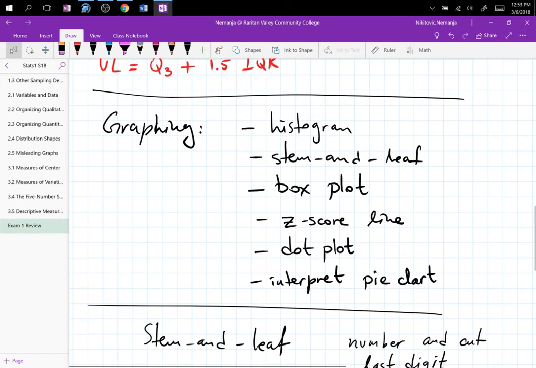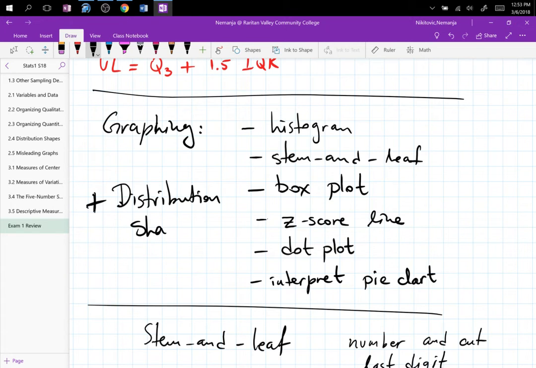Ooh, you know what I forgot here? Distribution shapes. Wow. That's a big one. Yes. Symmetric, bimodal, skewed left, skewed right, bell shape, triangle shape, very good. And what's the flat one? Uniform, very good.